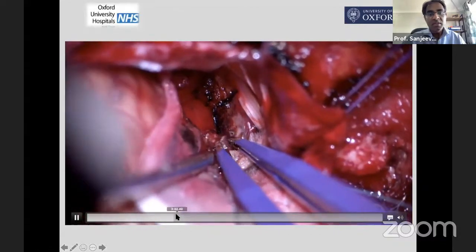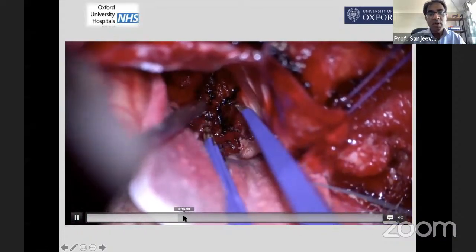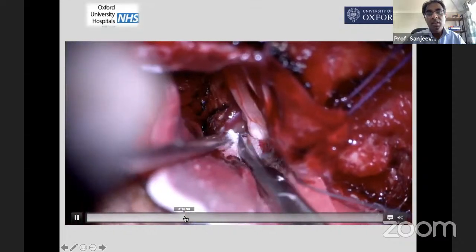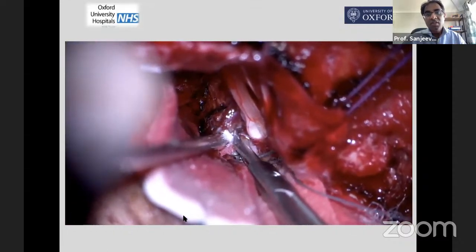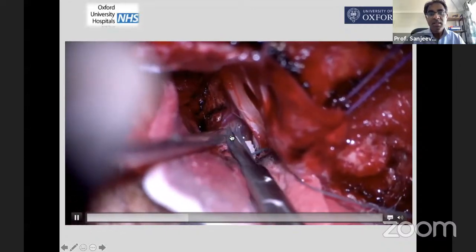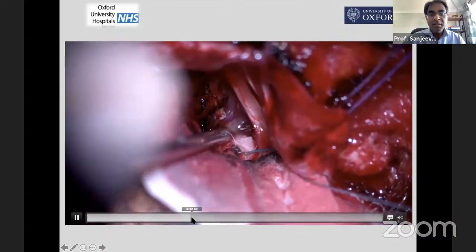I think we switched to sharp dissection at some point, and those nerves come away quite nicely. Unfortunately, we have safety scissors, so this is like pulling away rather than just a pure cutting.